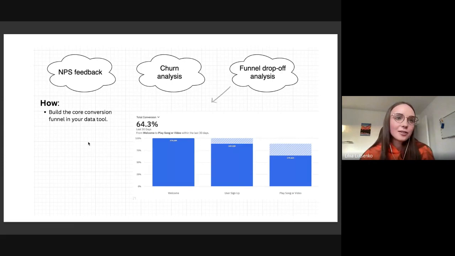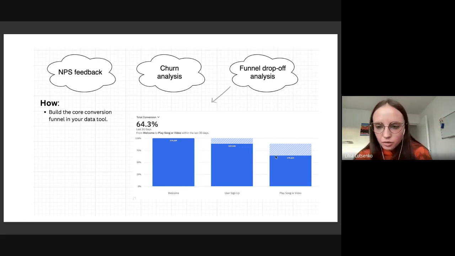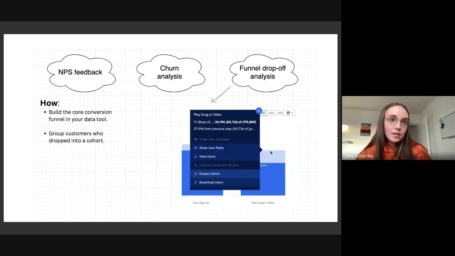When you have external front-end tools or even internal ones, you calculate the drop-off on your core conversion funnels, for example, how many of the users who joined signed up and then activated. And you see that out of all who joined, 80% signed up, but from them, how many? 65% activated. So the biggest drop actually happens here. And out of all customers who dropped, you can group them into cohorts.